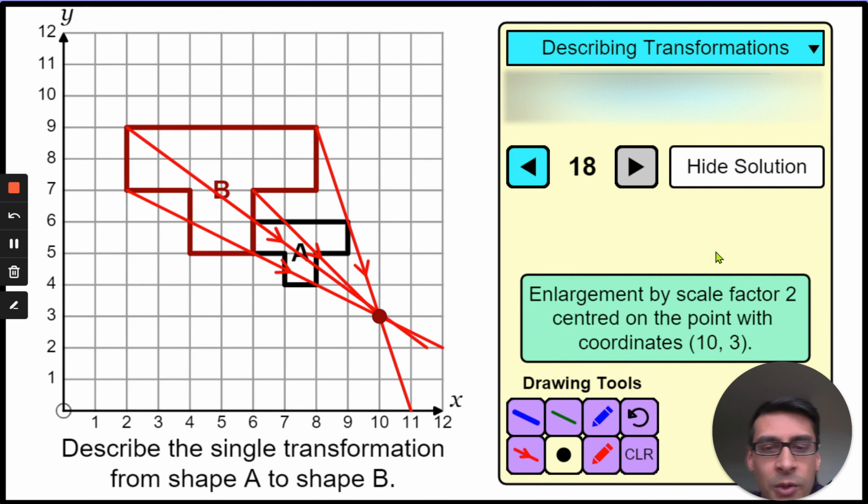And there is your answer. So hopefully that was useful. Describing transformations is fairly straightforward if you know the methods that you need to use. So drawing ray lines, drawing mirror lines, finding the center of rotation using tracing paper, and of course translations, which are really straightforward. You just find corresponding vertices and figure out how they've shifted. So that is transformations of shapes. Hopefully you found that useful.